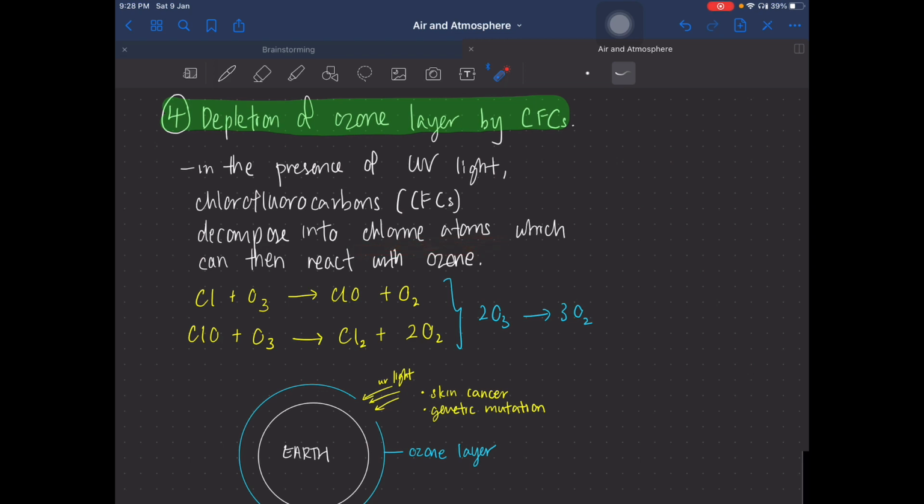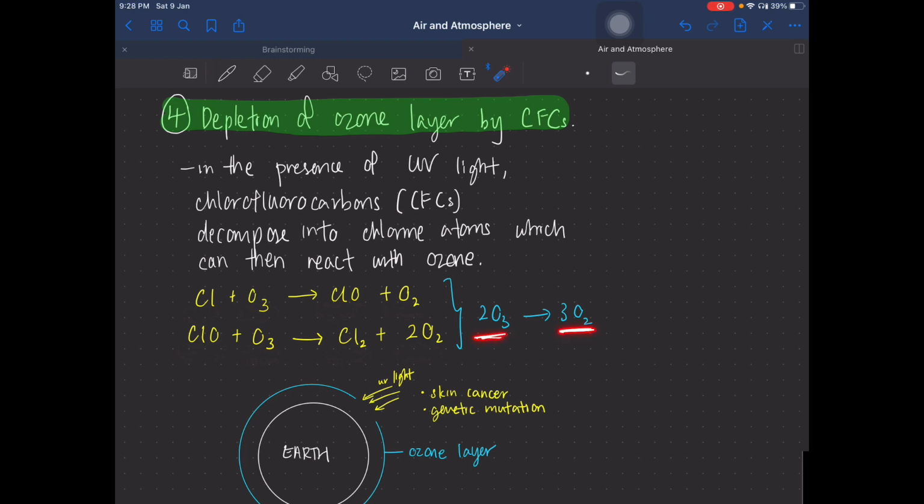Now, the chlorine atoms will then continue to react with ozone, as a result breaking apart ozone into oxygen. So what you see over here is that it's actually a two-step process, whereby firstly, the chlorine atoms can react with ozone to form this compound over here, as well as oxygen. Then the chlorine compound will then further react with more ozone to form chlorine, as well as oxygen.